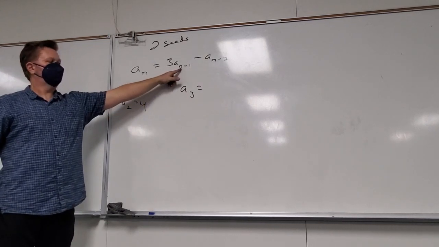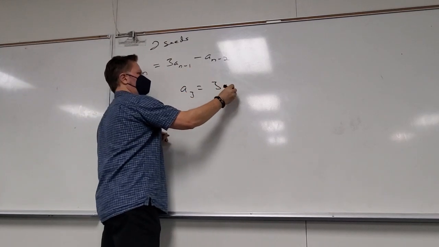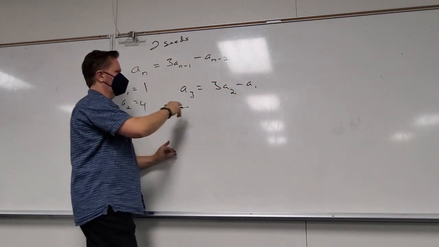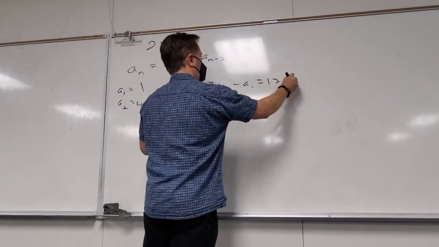Three, 11. So this is going to be 3A2 minus A1. So this will be 12 minus 1, 11.